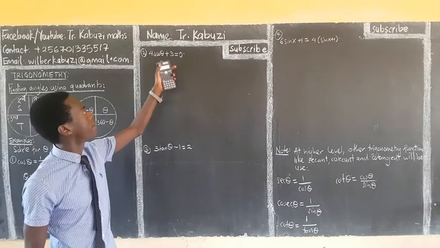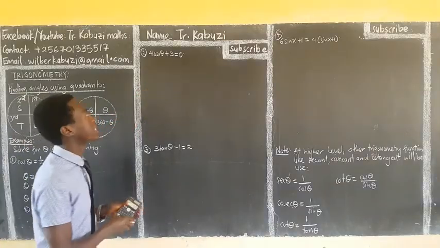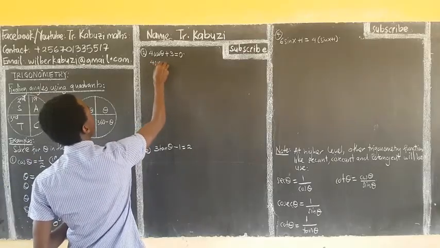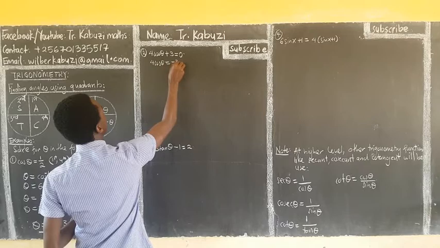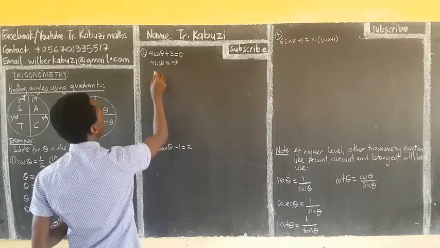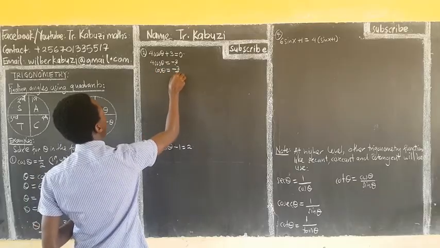Now when I come to this, you see cos is not alone. We first make cos theta the subject by taking this side, so we have 4 cos theta equaling negative 3. Then we remove this coefficient by dividing through by 4. So my cos theta will be negative 3 over 4.